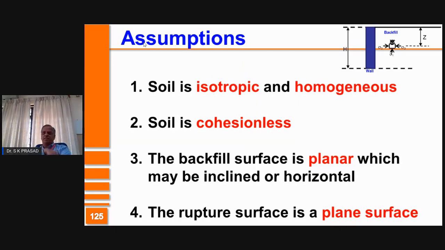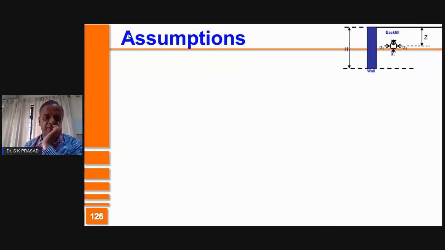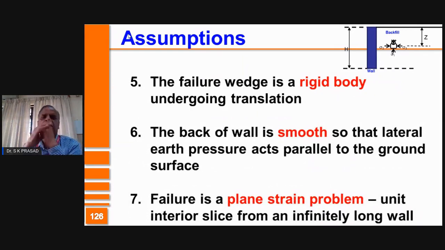Soil is considered to be isotropic and homogeneous. It's considered cohesionless. Backfill is planar, but it may be either horizontal or inclined. Rupture surface is always a plane surface. The failure wedge is a rigid body undergoing translation. Back of the wall is smooth, and hence the lateral earth pressure acts parallel to the ground. Failure is a plane strain problem.